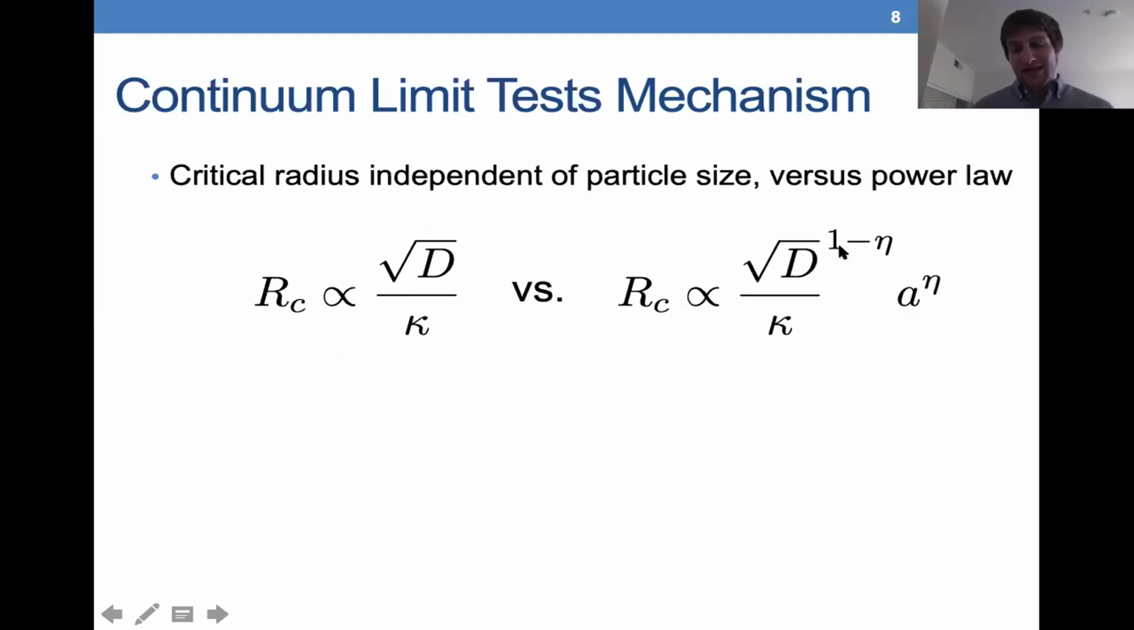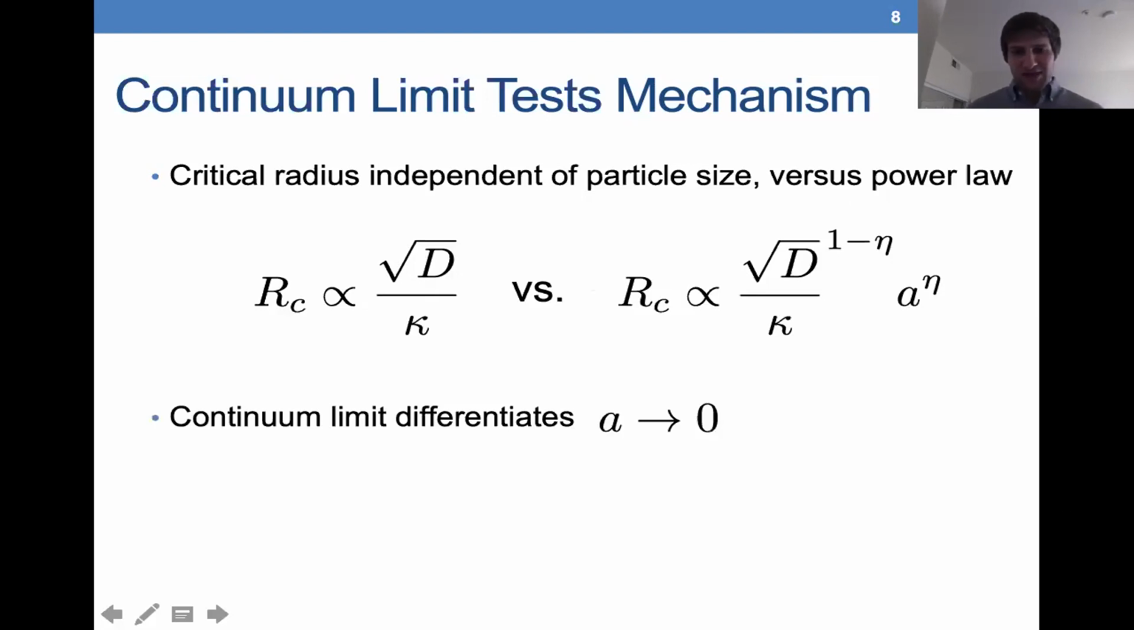So eta and 1 minus eta. Eta is a generic exponent, and eta could be different than 0. And basically what we proposed is that eta equals 0. So we're trying to distinguish between eta equals 0 and eta not equal to 0, which would be the more generic form. And the way we can do that is by thinking about taking the continuum limit.